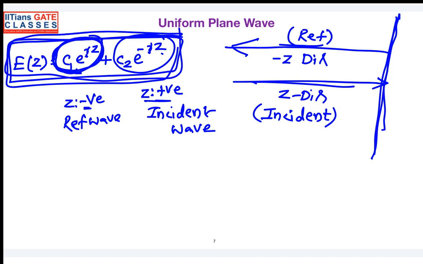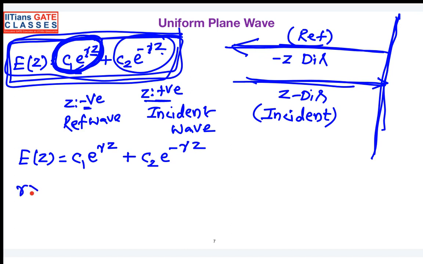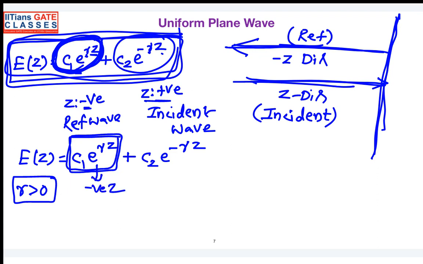So what does this equation say? The electric field in a space is the sum of the incident electric field as well as the reflected electric field. Now the point is clear for all of you. So this particular term represents the wave which propagates in the negative Z. Whatever I have written here, C1 e power gamma Z plus C2 e power minus gamma Z, if you assume gamma is positive, I am repeating, carefully have a look on this. This term represents the wave which propagates in negative Z, and this term represents the wave which propagates in positive Z.